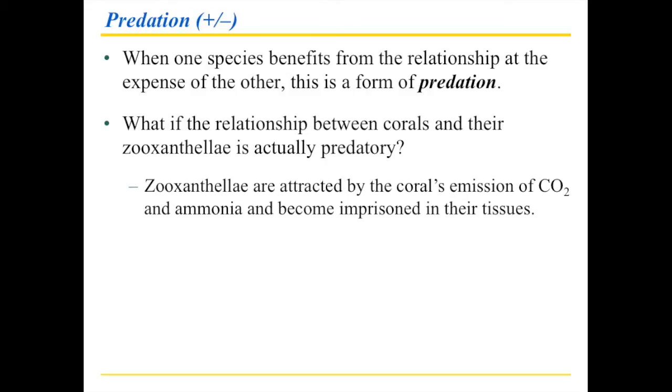The zooxanthellae, which are independent little organisms, are attracted to the coral because the coral emits quite a bit of carbon dioxide. And it is close to the surface, which is where these zooxanthellae would live. They're photosynthetic, so that means they need sunlight. And these emissions from the coral are so attractive that they move towards the coral.